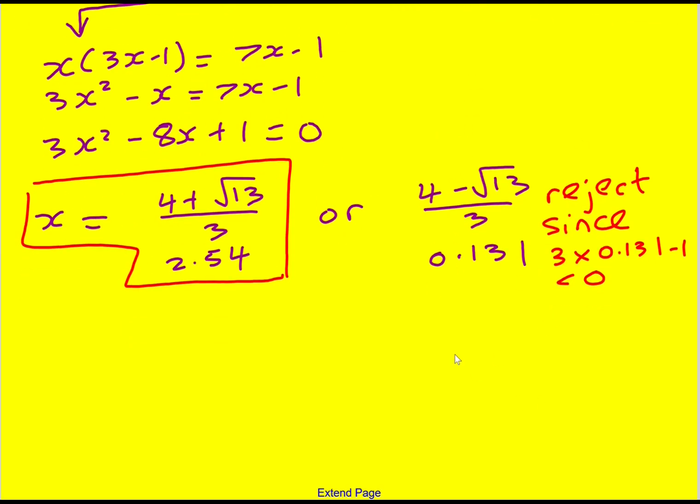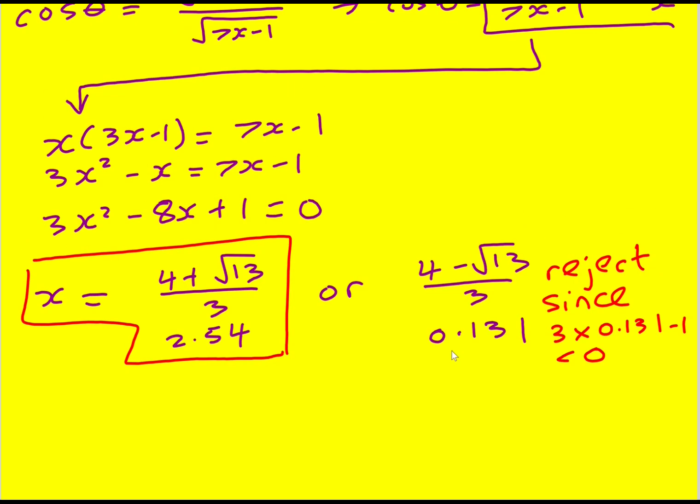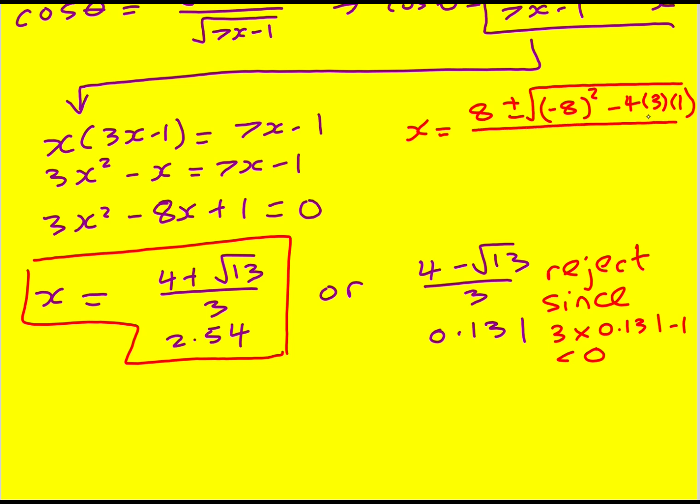Okay, I would then move on, but if we had time, this is when we could just say x is going to be, as long as we show enough working to be fair, you can still use your calculator solver. So x is going to be minus b, which is 8, plus or minus the square root of b squared minus 4ac, all over 2a, which is 6, and then we should get these two solutions.